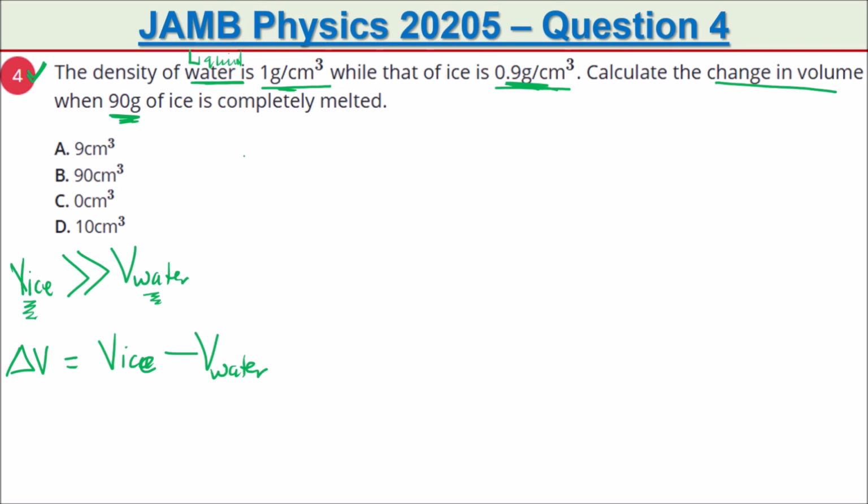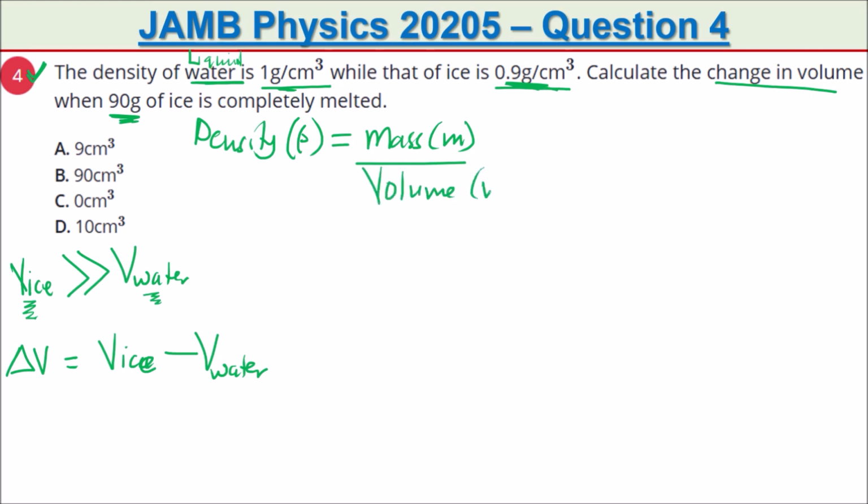So we can now safely say density, which has a symbol rho, is equal to mass, which has a symbol m, divided by volume, which has a symbol v. So this equation can be written in symbols as density equals mass over volume. But we are interested in volumes according to this question. So we need to make volume the subject of the formula, and we are going to say volume is equal to mass over density. So first, let's find the volume of ice.